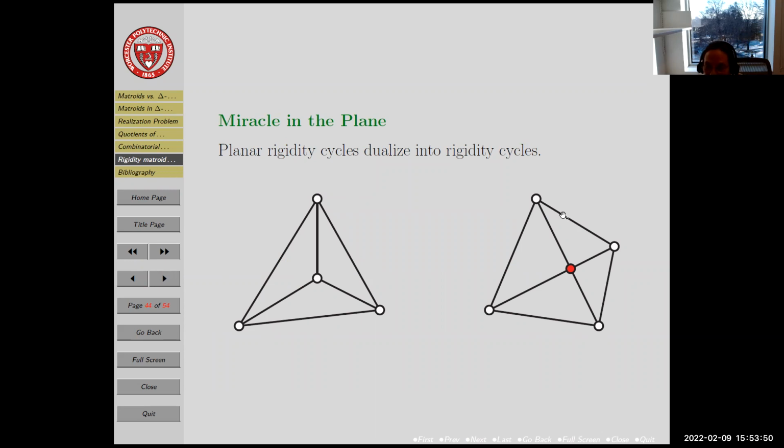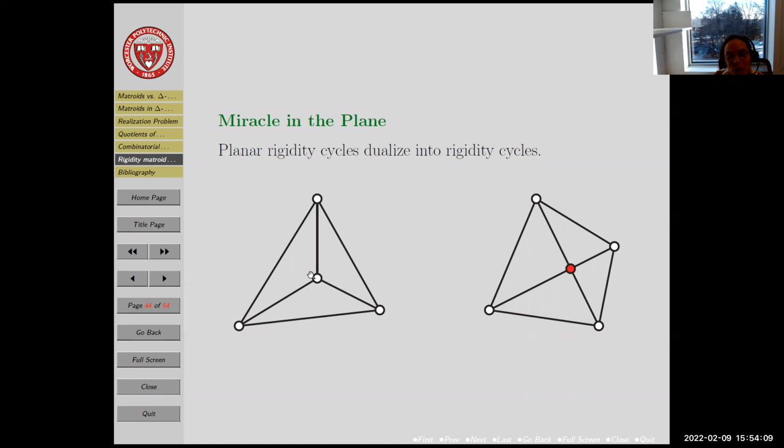In the plane, we have something very nice: if I draw my edges, say for a tetrahedron, of course, if I want to do it in the planar fashion, and I want to study the rigidity matrix of a tetrahedron, I don't really care how I have embedded it.